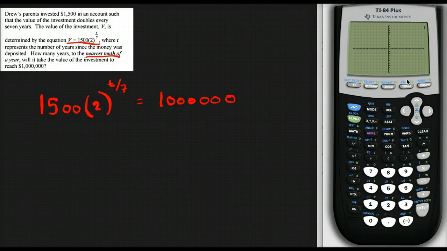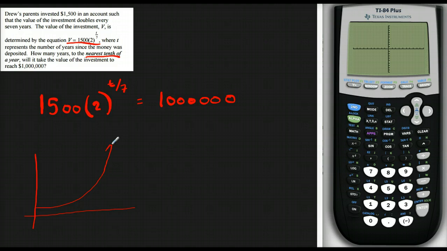When I hit graph, I'm not going to see anything, and I know that because, well, I'll draw it out for you over here. I've basically set up this exponential growth equation such that I have my exponential curve. It's going to be increasing exponentially, and then I have this other line. I want to know when this exponential curve equals 1 million. So I've graphed the line y equals 1 million.